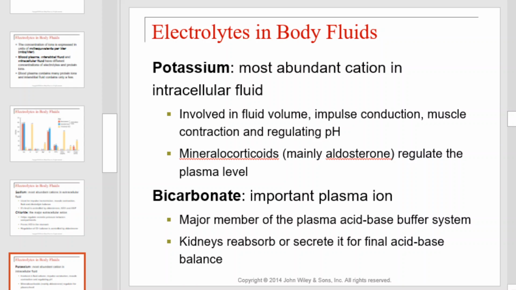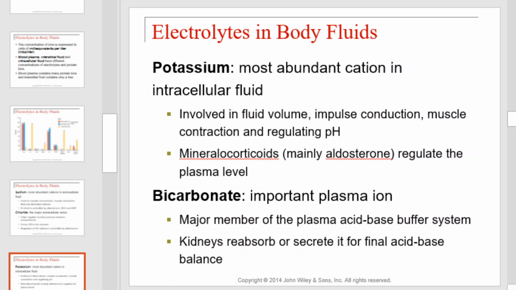Potassium is the most abundant cation in the intracellular fluid. It's involved in fluid volume, impulse conduction, muscle contraction, and the regulation of pH. Mineralocorticoids, mainly aldosterone, regulate the plasma level.